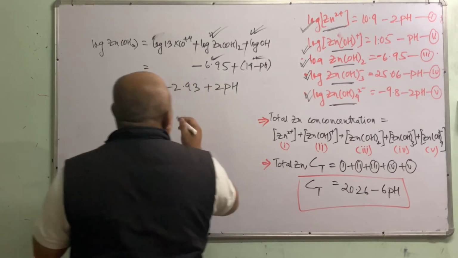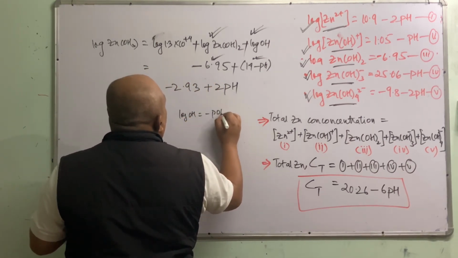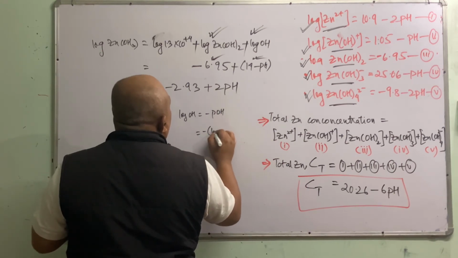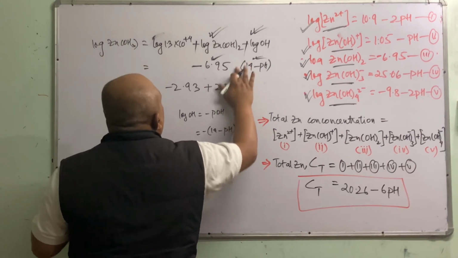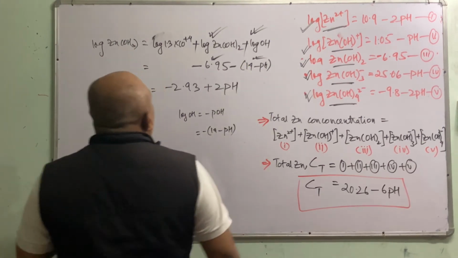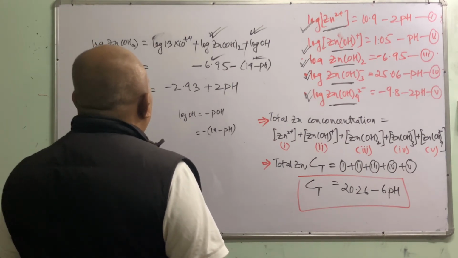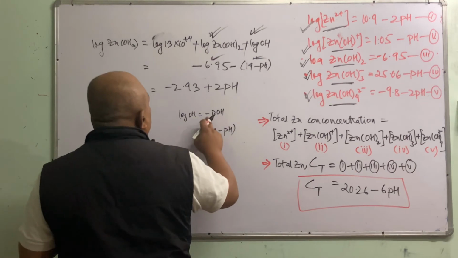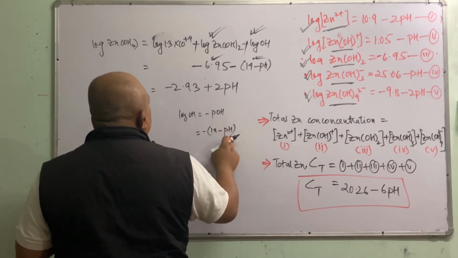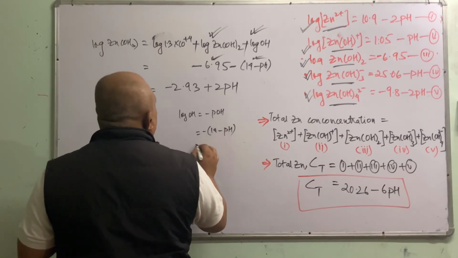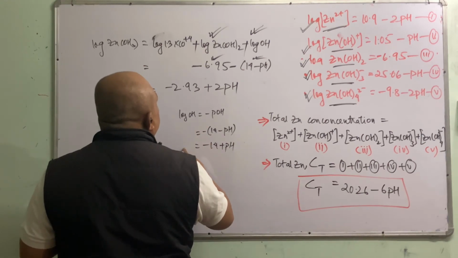Log OH, and this will be negative. Correct. Log OH is equal to negative pOH, which is 14 minus pH. So it's equal to minus 14 plus pH. Log OH.